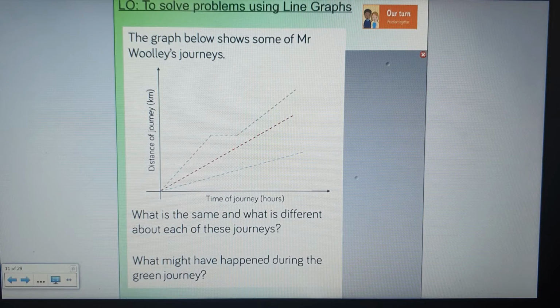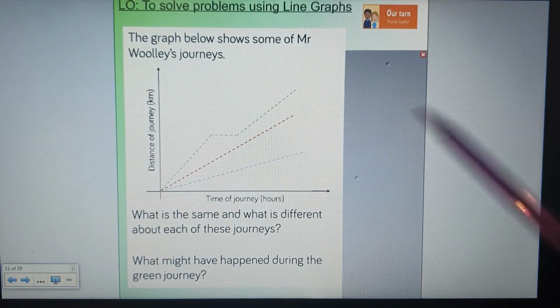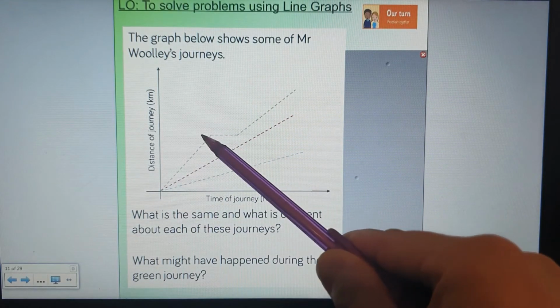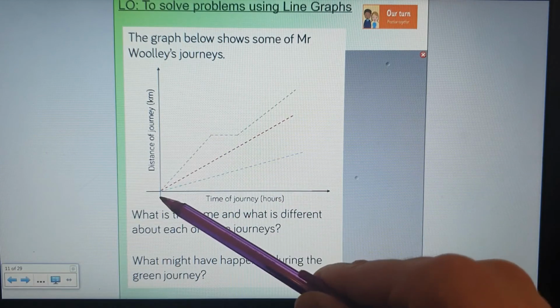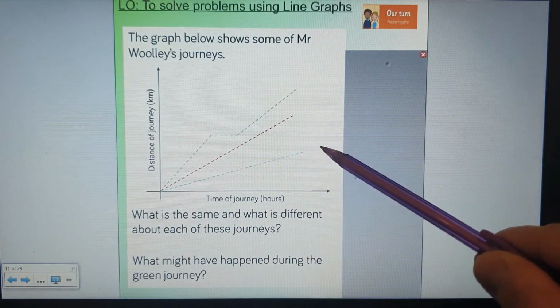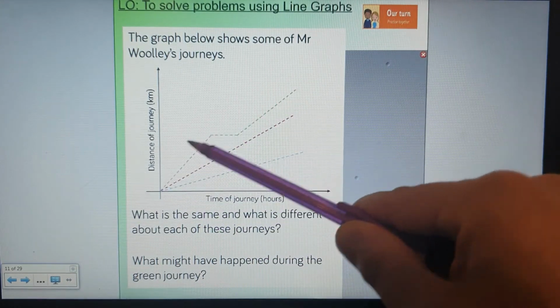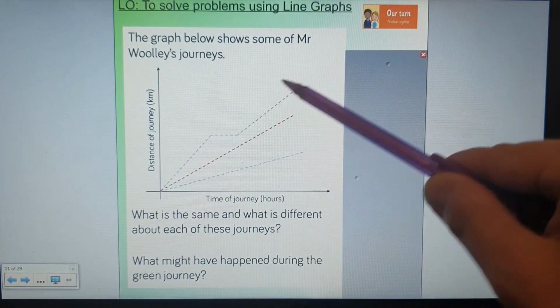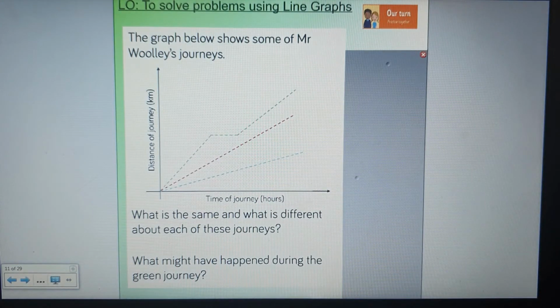What might have happened during the green journey? Because we can see it looks different, doesn't it? So something has changed here. These are all carrying on in a straight line, these two. But the green one has gone up and then gone up. So what could have happened? Think about a journey maybe in his car. What would have happened?